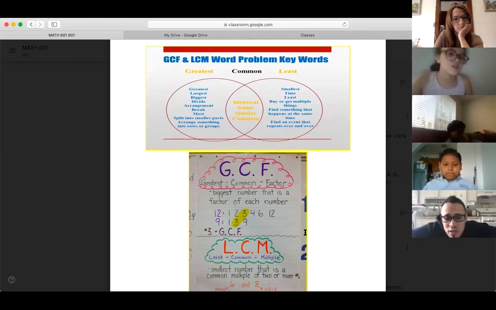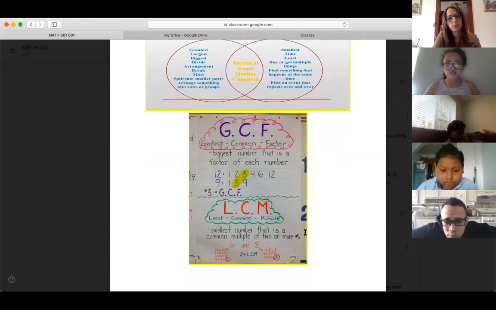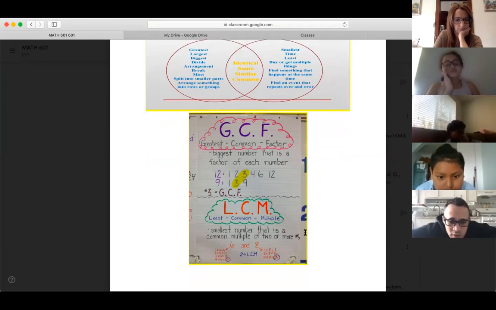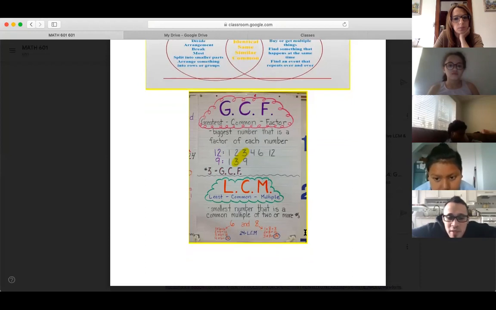So the GCF, greatest common factor, is the biggest number that is a factor of both. So for 12 and 9, the greatest common factor will be 3. How do you know? Because they both share the number 3, and it's the greatest one out of all. The LCM, on the other hand, is the smallest number that is a common multiple of 2 or more numbers. So 6 and 8 in this example: 1 times 6 is 6, 2 times 6 is 12, and so on. And the least common multiple is 24 in this example.